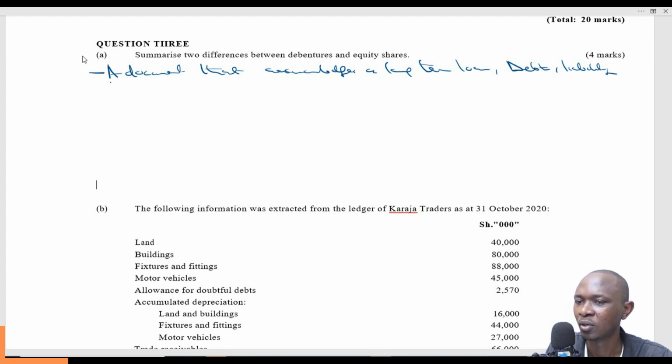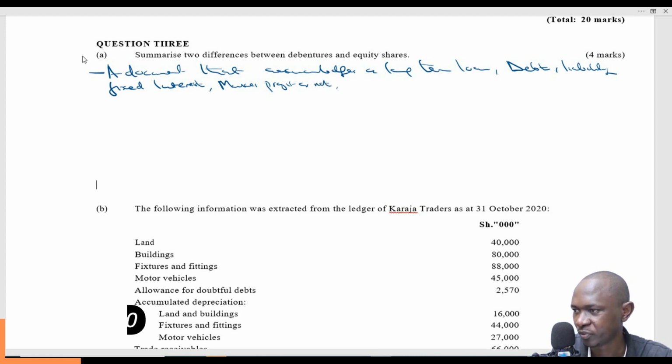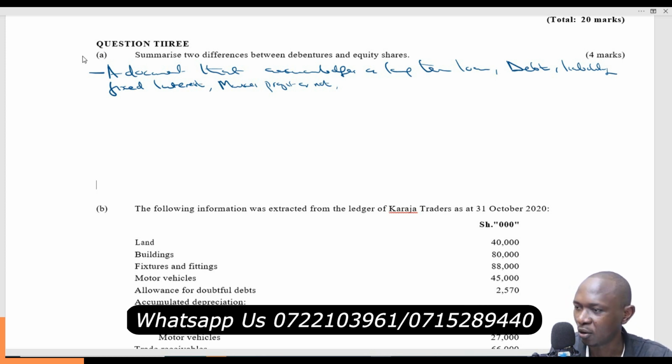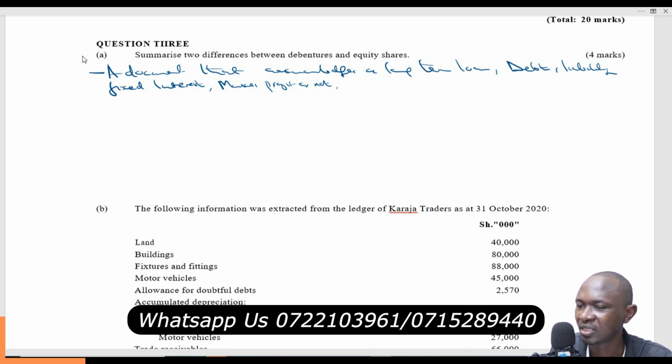And it attracts what? Fixed interest. Any loan attracts fixed interest, whether the company makes profit or not. Whether the company makes profit or not, it has to be repaid. So it's paid by the company whether it makes profit or not. It's a loan. It attracts fixed interest.